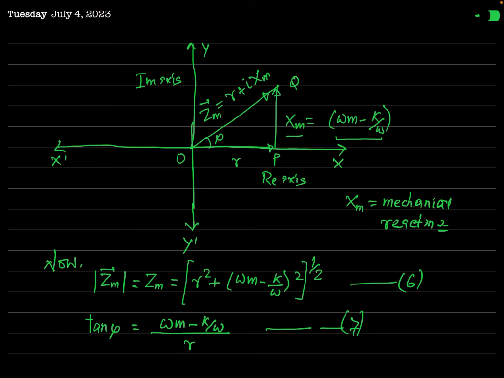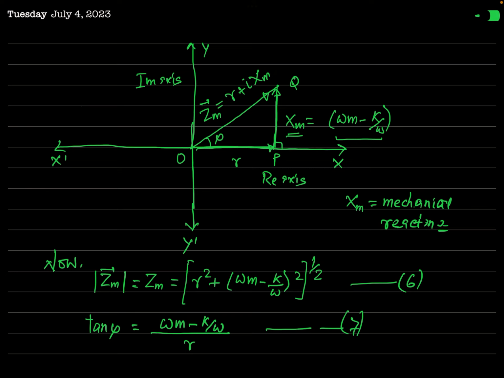Okay, mechanical reactance. So if you represent vectorially, this Xm is actually omega m minus k by omega, and since it is multiplied by i, and you know i just acts like an operator which rotates the vector by 90 degrees, this Xm will be just in a direction perpendicular to this R. So this is along the imaginary axis.